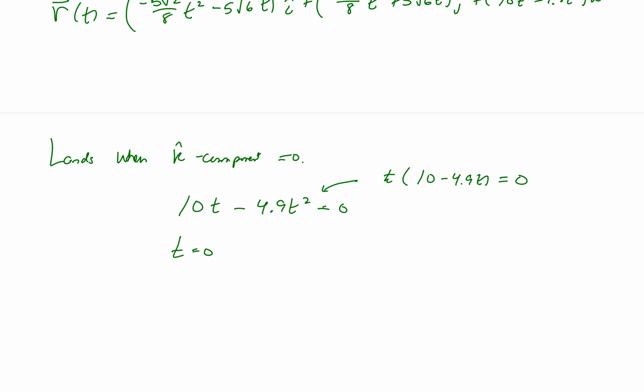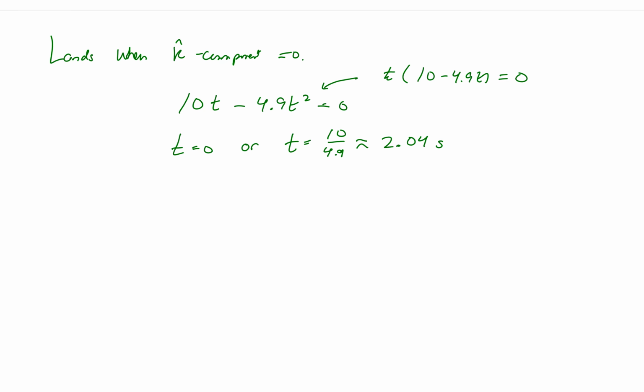So that happens when t is equal to 0, or when t is equal to 10 divided by 4.9. The t equals 0 is when it launches. So the second one is the one we want, and that's after about 2.04 seconds. So then we can just plug these in to figure out the other results.